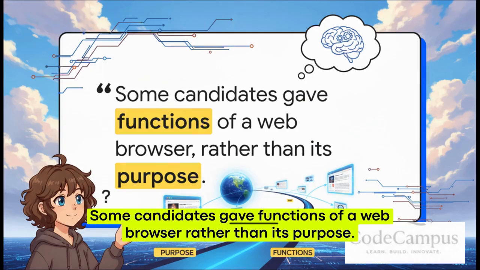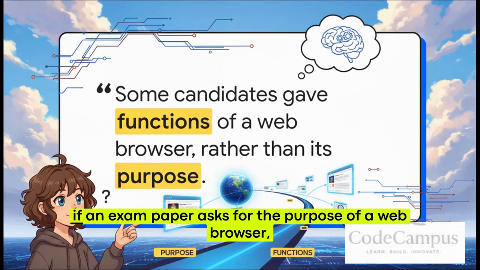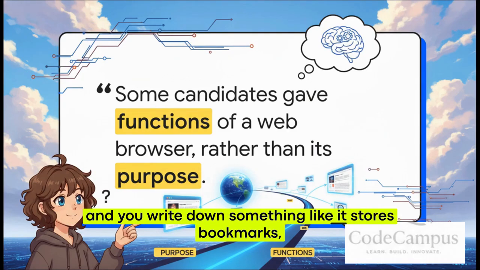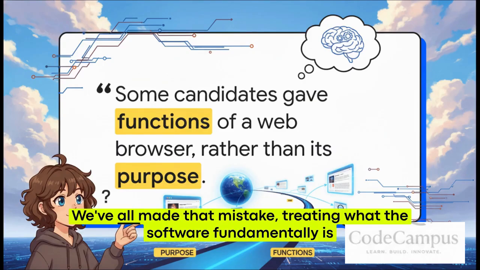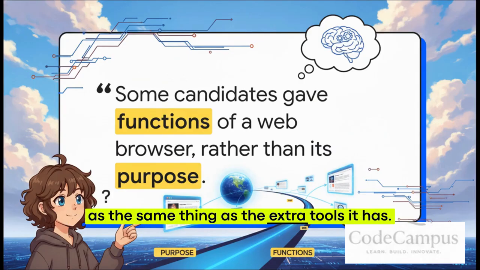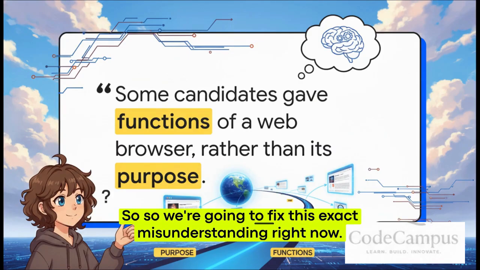Some candidates gave functions of a web browser rather than its purpose. Let me tell you, if an exam paper asks for the purpose of a web browser and you write down something like it stores bookmarks, you are getting a 0. Ouch. We've all made that mistake, treating what the software fundamentally is as the same thing as the extra tools it has. So we're going to fix this exact misunderstanding right now.